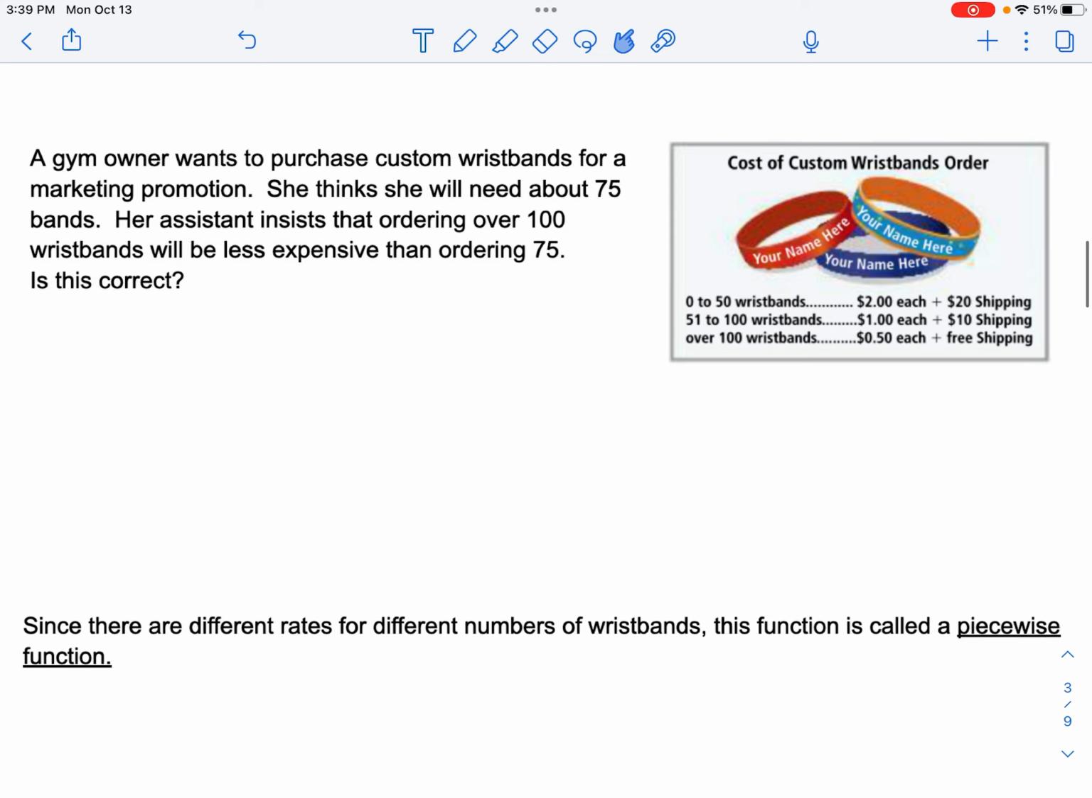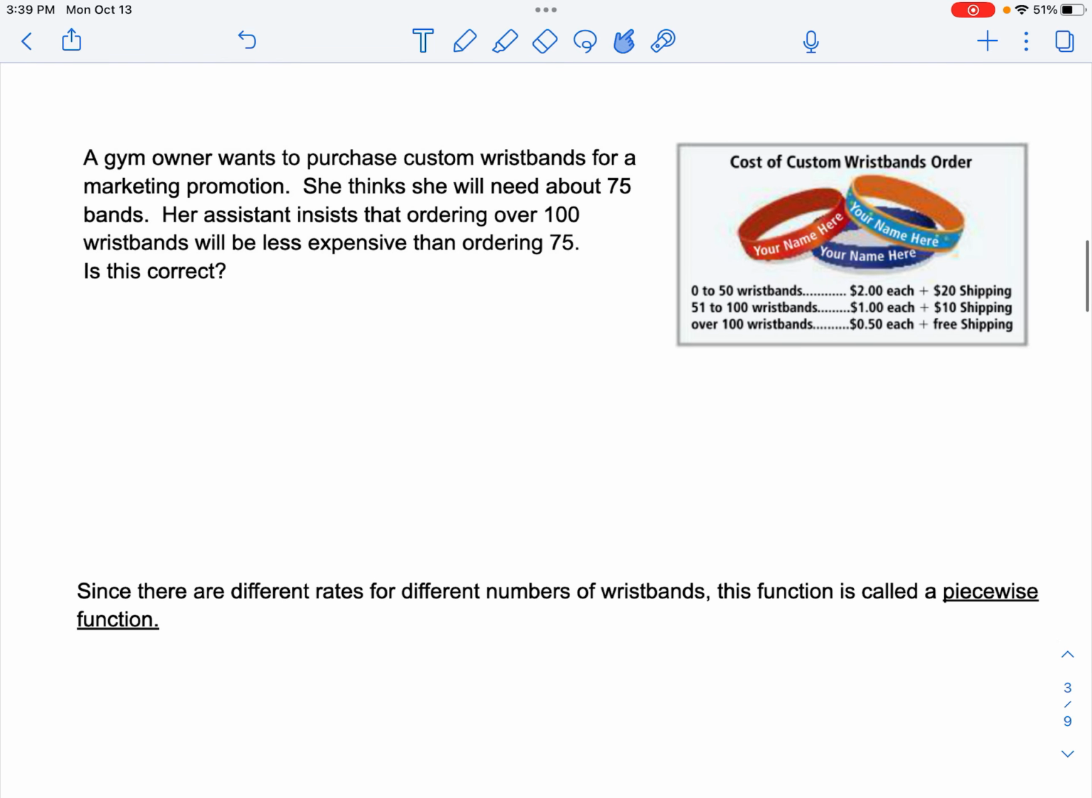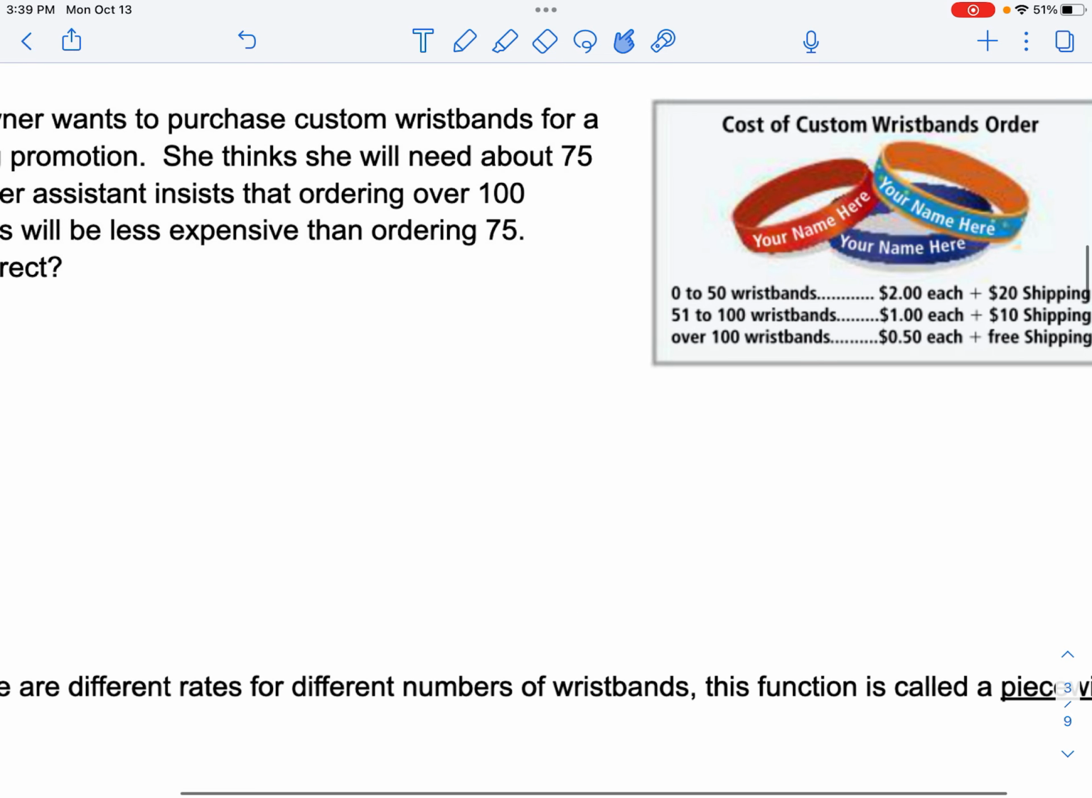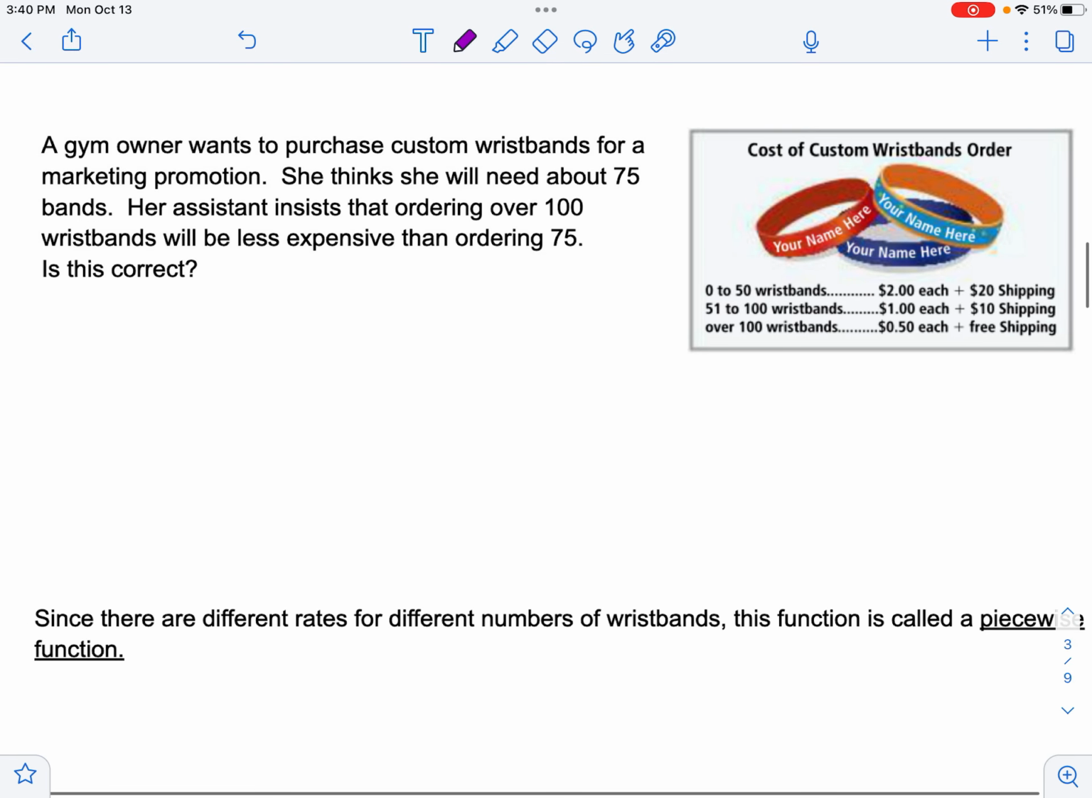So let's say a gym owner wants to purchase custom wristbands for a marketing promotion. She thinks she will need about 75 bands. Her assistant insists that ordering over 100 wristbands is going to be less expensive than ordering 75. Is this accurate? Okay, so let's say we do order 75.